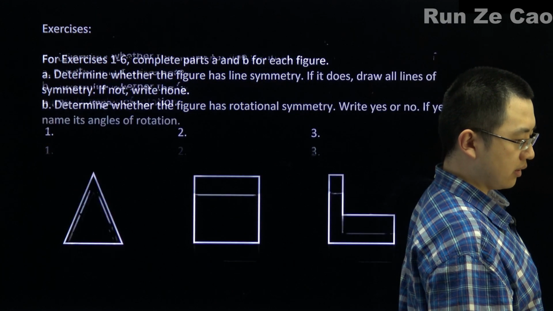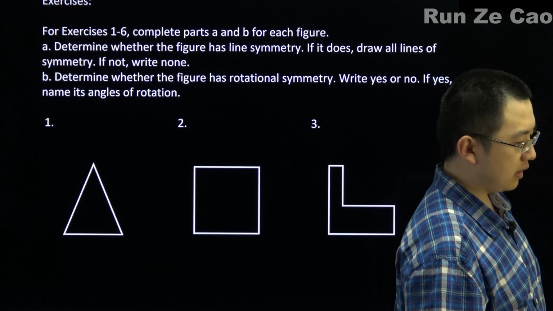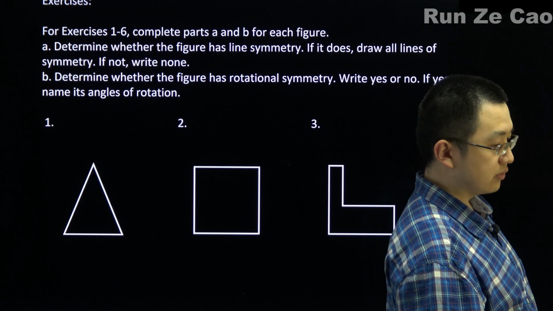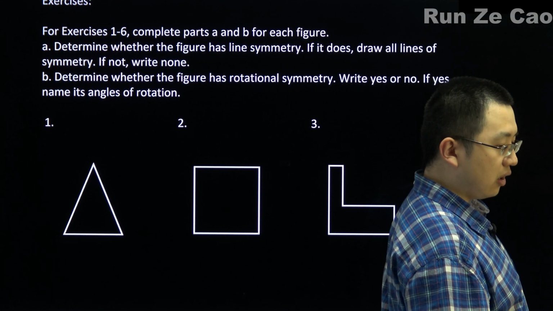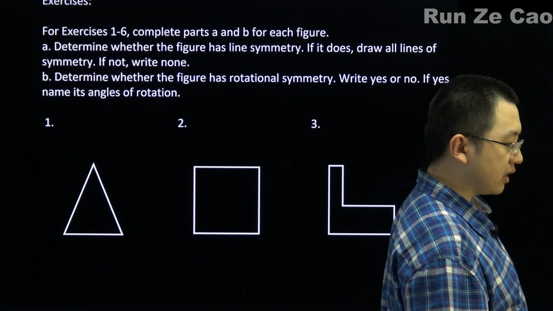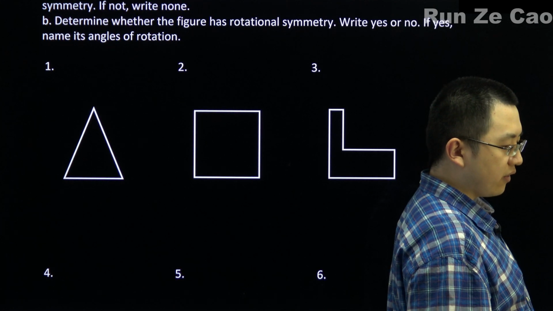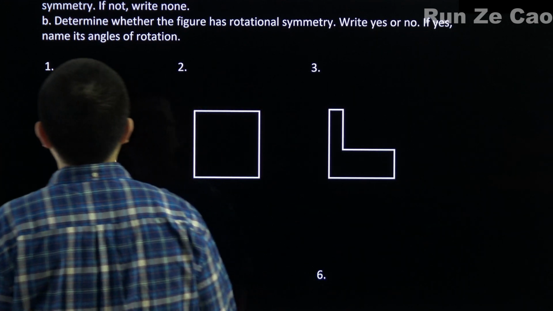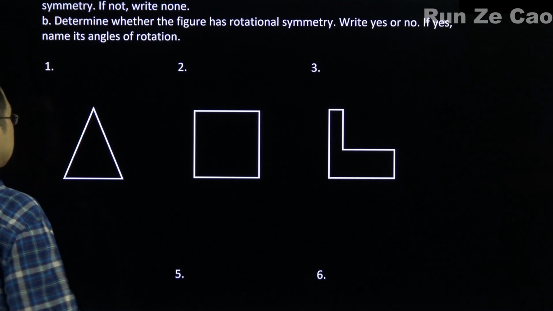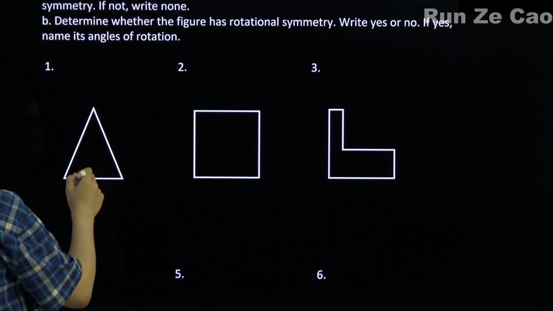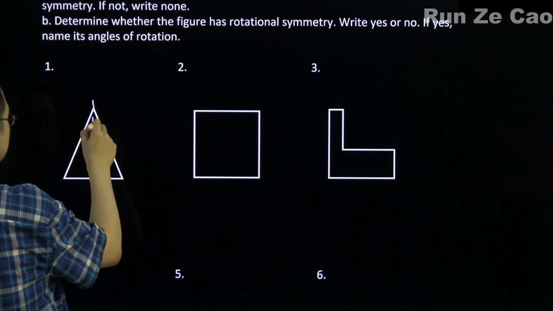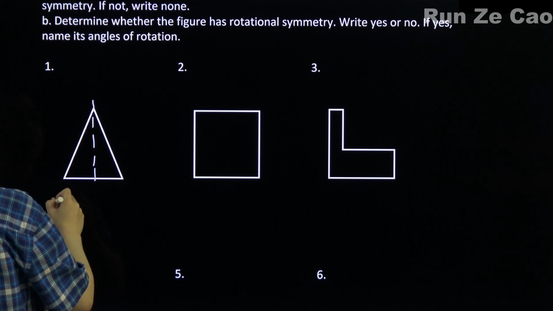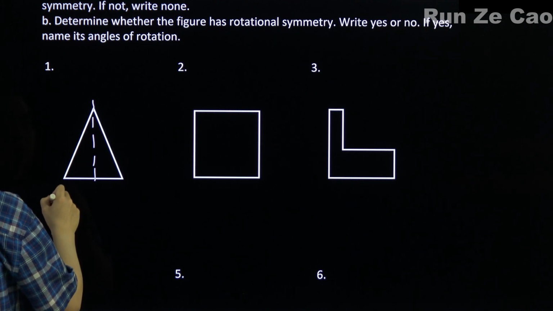Exercises. For 1 to 6, complete parts A and B for each figure. A. Determine whether the figure has line symmetry. If it does, draw all lines of symmetry. If not, write none. B. Determine whether the figure has rotational symmetry. Write yes or no. If yes, name its angles of rotation. Well, this is an isosceles triangle, very visibly. So it has one line of symmetry. And rotationally, we write no.